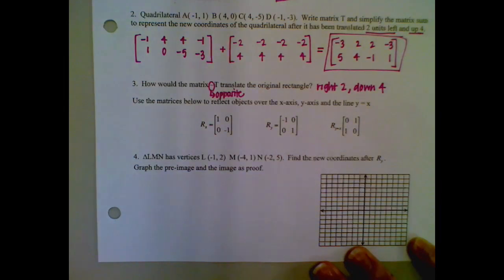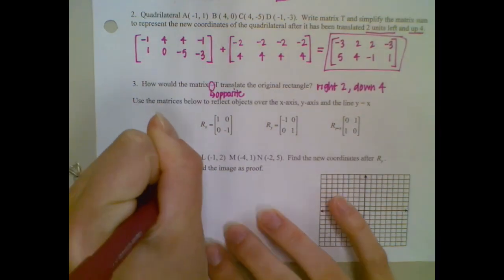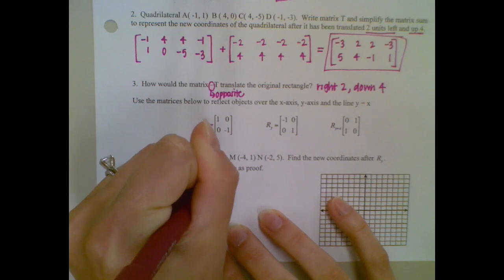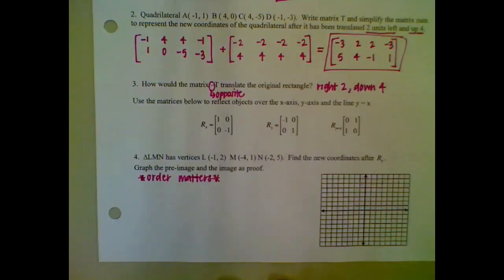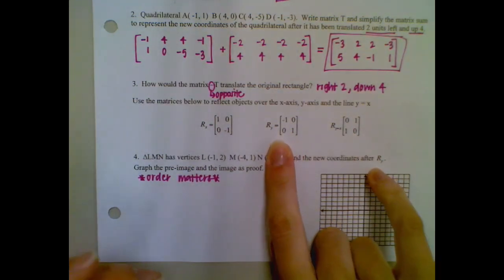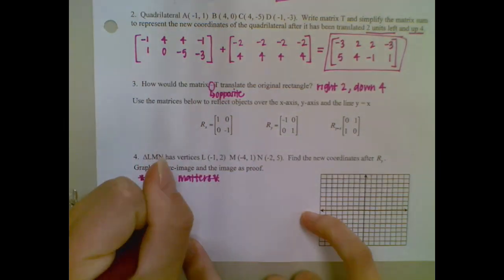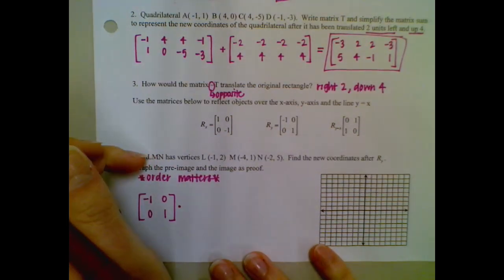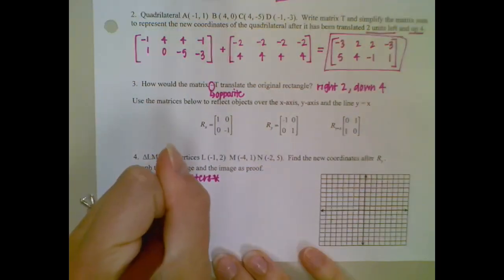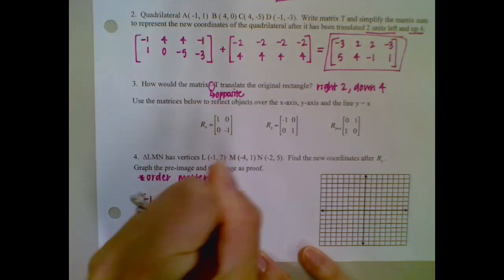Okay? So, first things first, we've talked about this already, but order matters when you're multiplying matrices. And that's exactly what we're going to do. So we are going to use this matrix right here because we're reflecting over y. So I've got -1, 0, 0, 1. And I'm going to multiply that by the matrix of triangle LMN. So -1, 2, -4, 1, -2, 5.